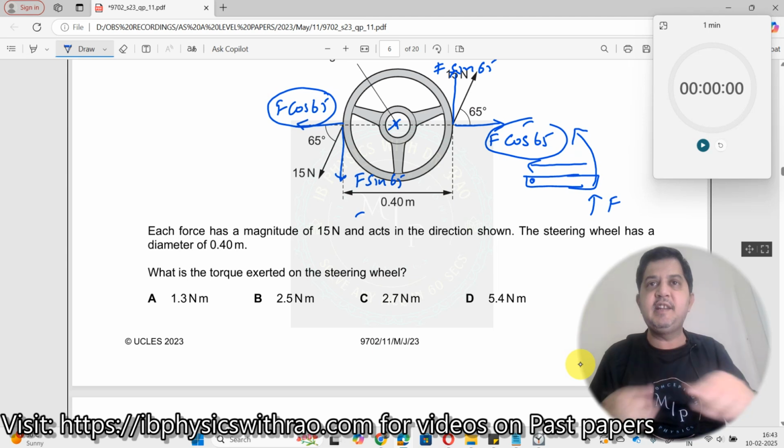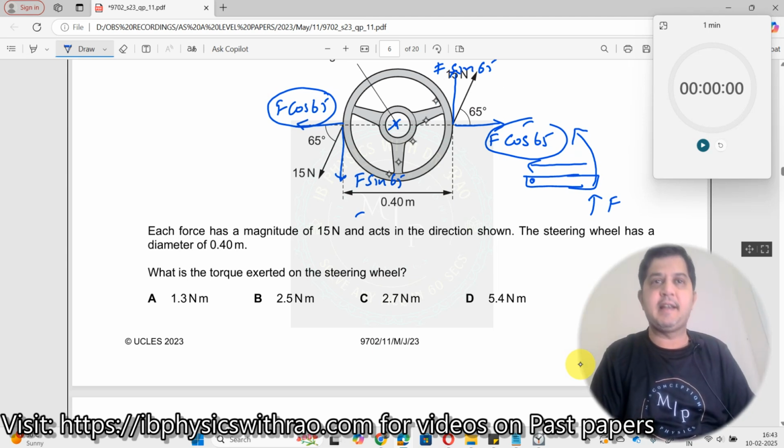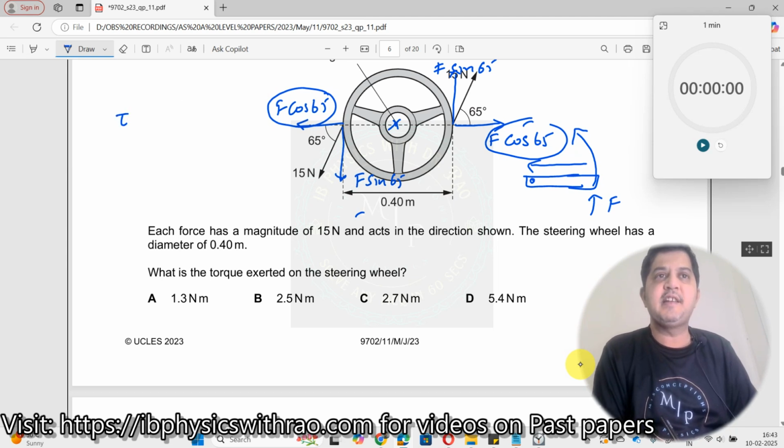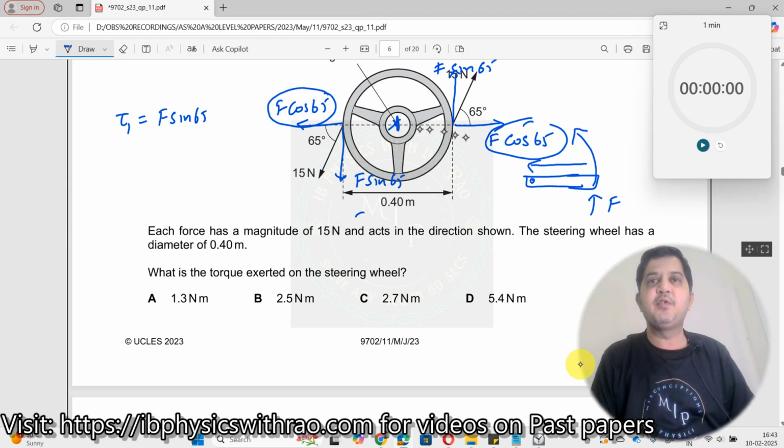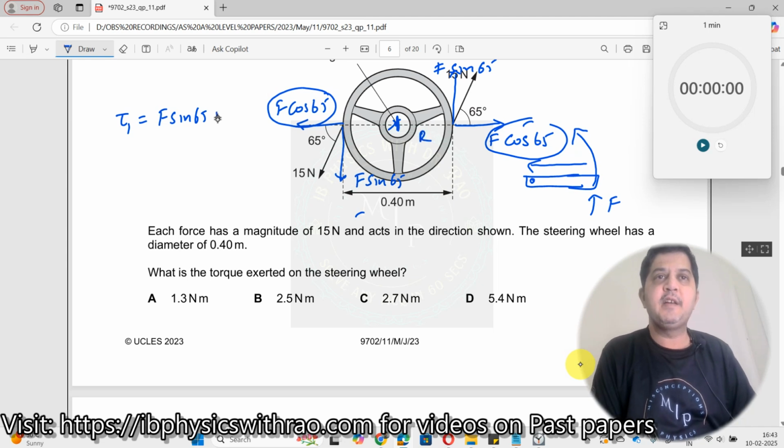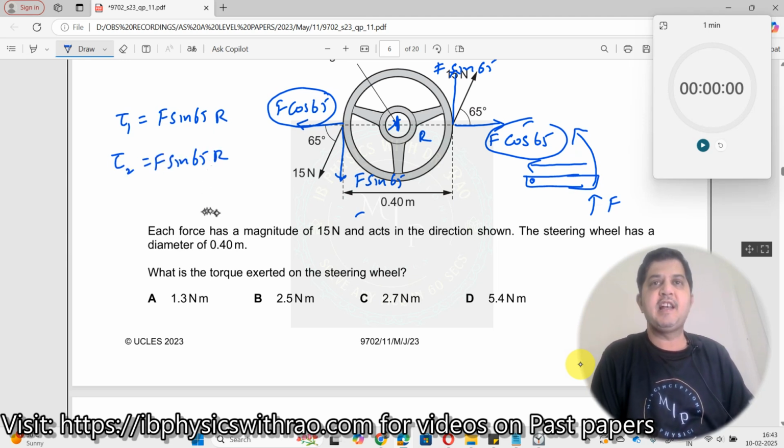So these two forces are now going to act. The torque produced by this force, let us say tau 1, is equal to F sin 65 multiplied by R, because the pivot is here and you are going to rotate it like this. Due to the other force, tau 2 is equal to F sin 65 multiplied by R. Now you can ask, should I add or subtract?